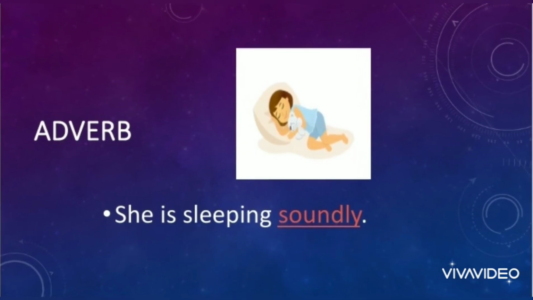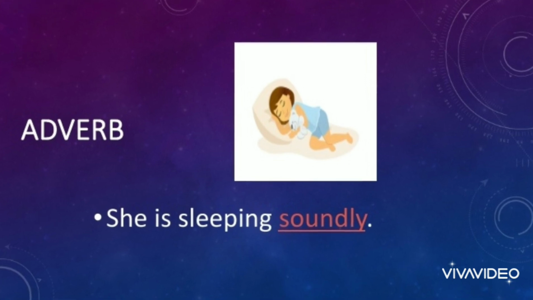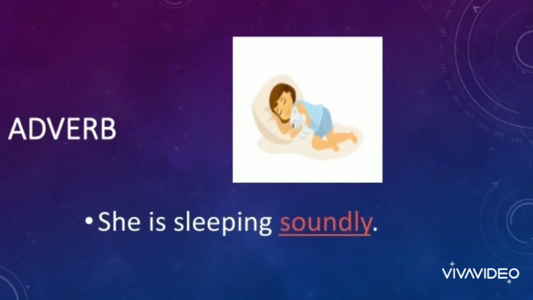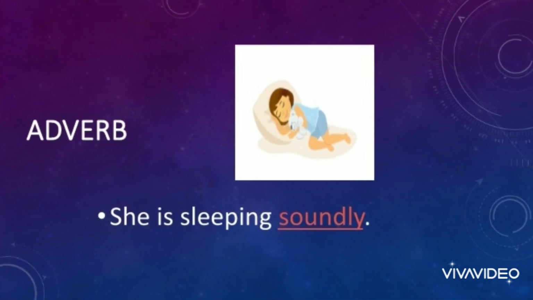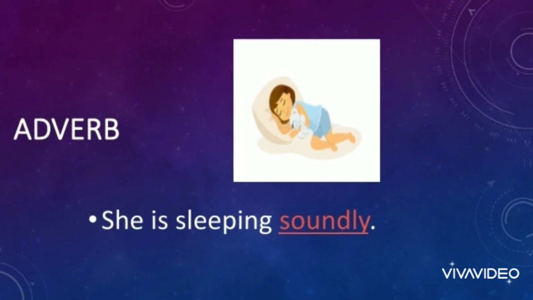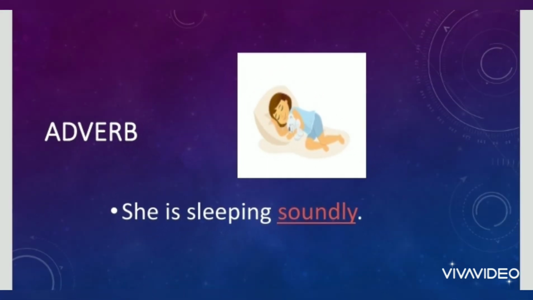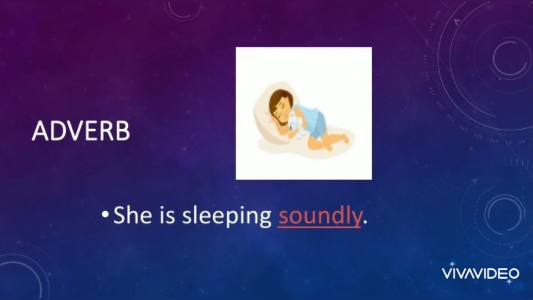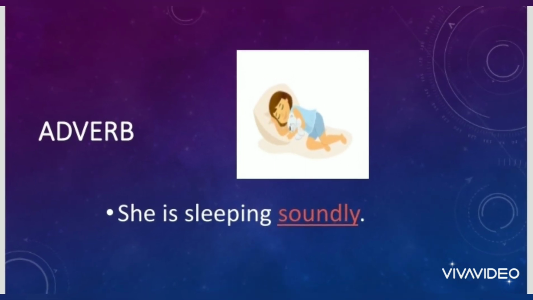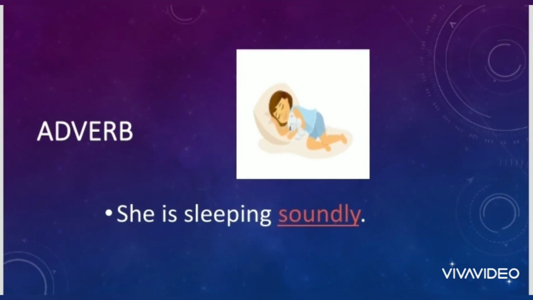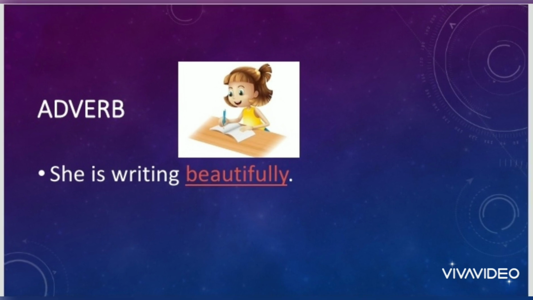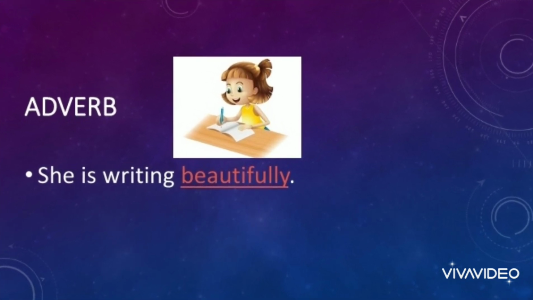Another example, she is sleeping. It means that she is in a state of being. How is she sleeping? She is sleeping soundly. So the word soundly, that is in different color, and I have underlined this word, is actually an adverb because it tells us about verb. So she is sleeping soundly. How is she sleeping? It is evident from the picture that soundly tells us about sleeping. It tells us about verb. So no doubt that it's an adverb.